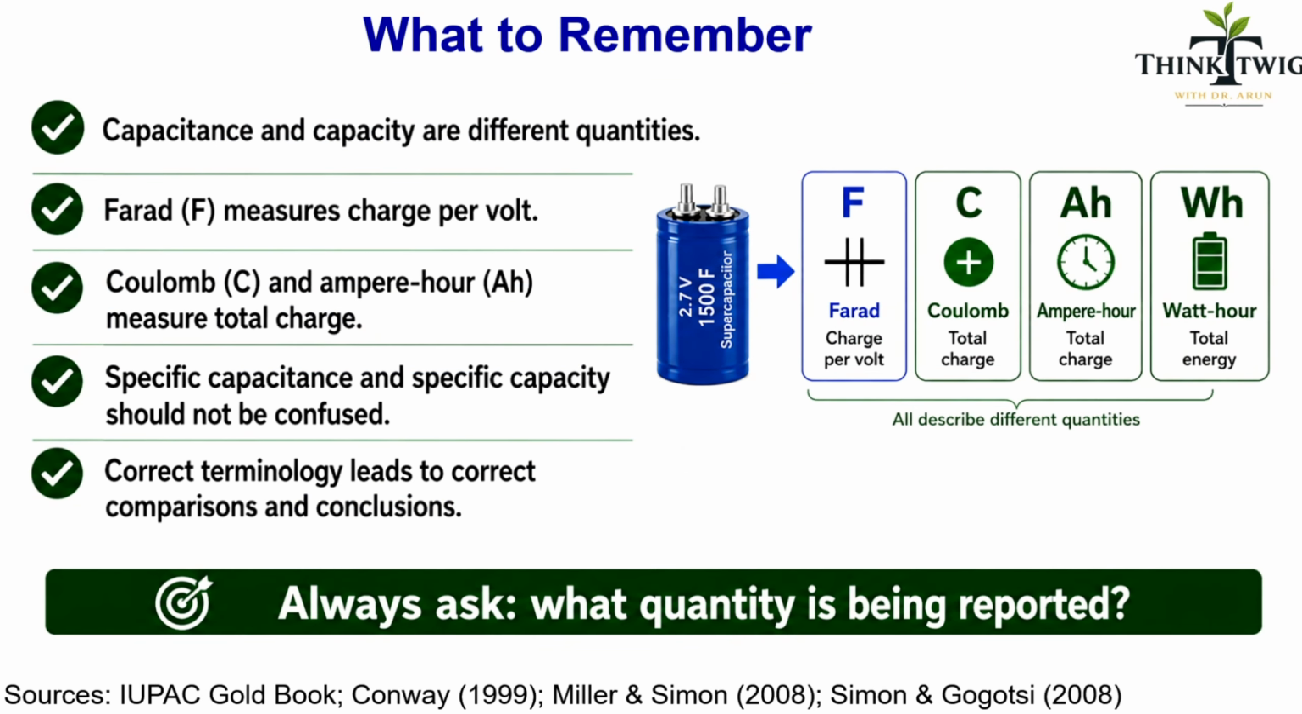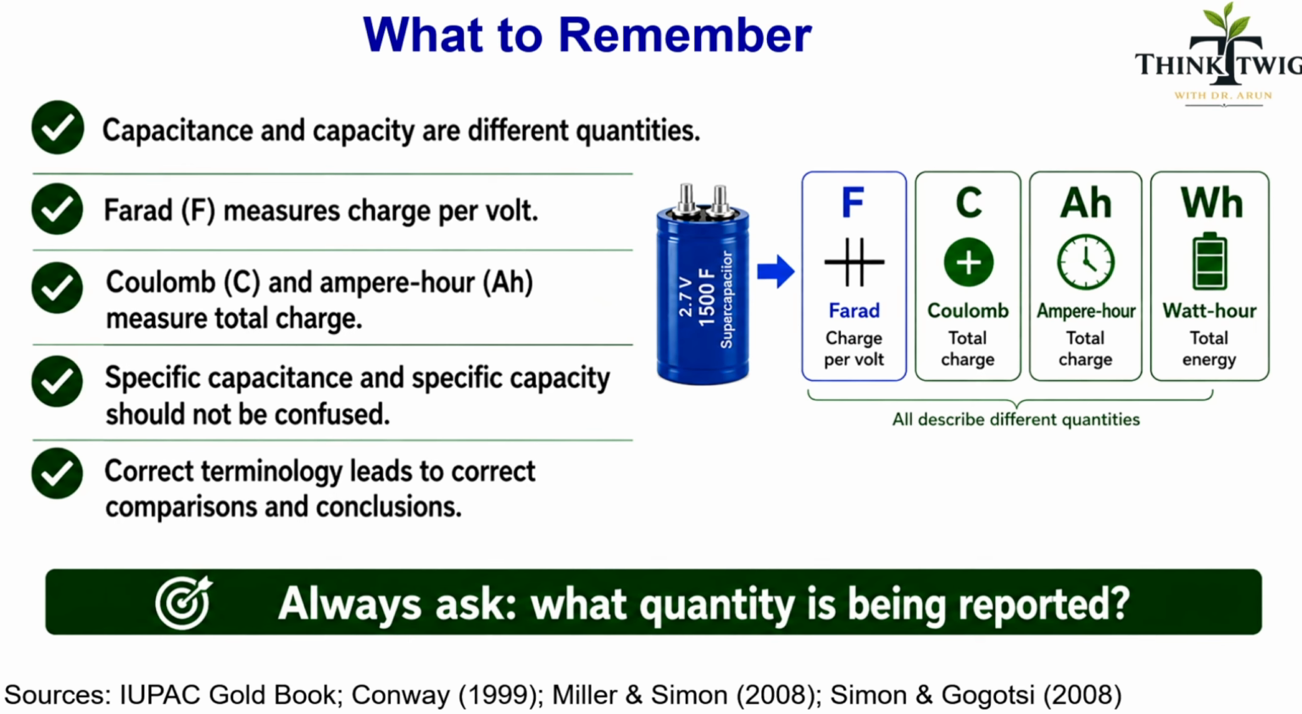So now let us connect the full video in a few clear points. Capacitance and capacity are different quantities. Capacitance tells us charge per volt. Capacity tells us total charge. Farad measures the capacitance, and 1 farad means 1 coulomb per volt. Coulomb and ampere-hour measure the charge, and 1 ampere-hour equals 3600 coulombs. When we divide these values by mass, the difference still remains. Specific capacitance is not specific capacity. Farad per gram and milliampere-hour per gram should not be treated as the same quantity.